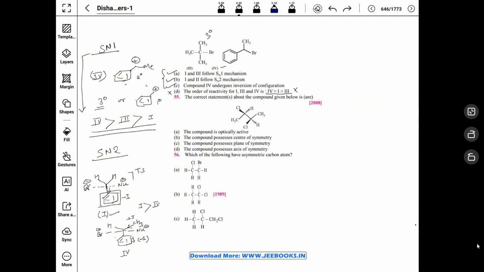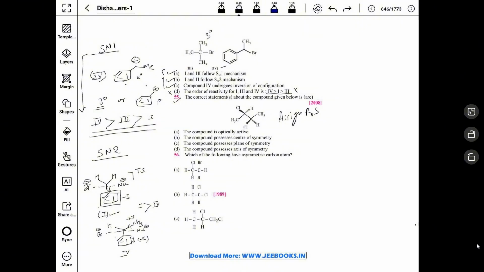So now moving to question number 55. The correct statement about the compounds given below is: First, the compound is optically active. To see whether the compound is optically active or not, we can do it in two ways. One, assign the configuration: you can assign the RS configuration and then check. Or you can check for a plane of symmetry.